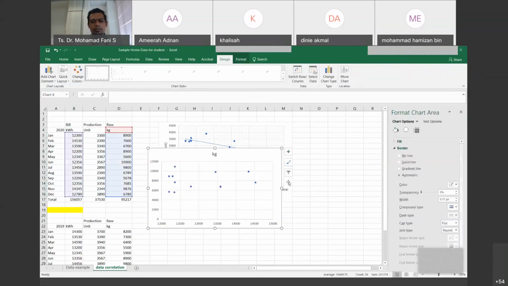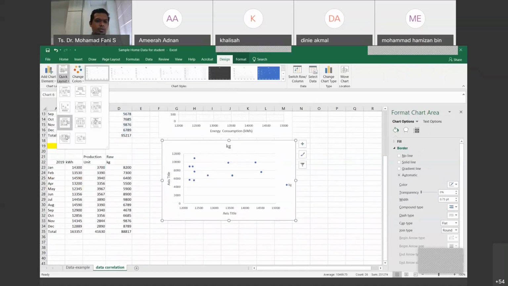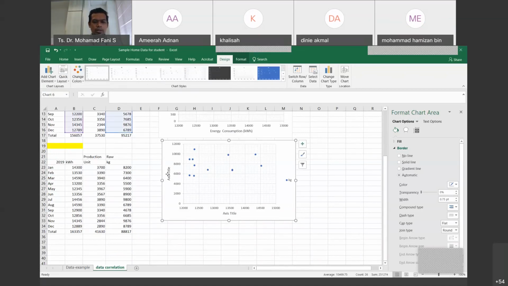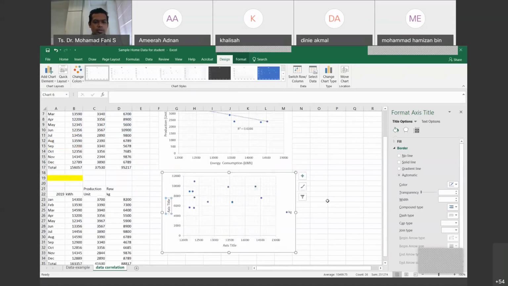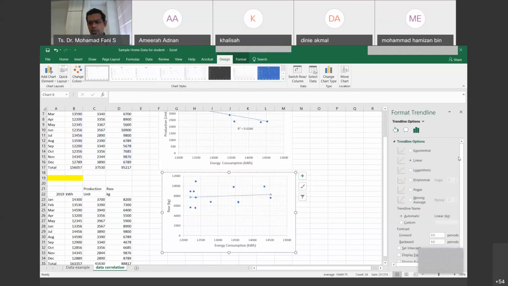Scatter, right? Scatter 1. Use layout number 10. Draw in kg. Energy consumption. Okay, right click to add the trend line.